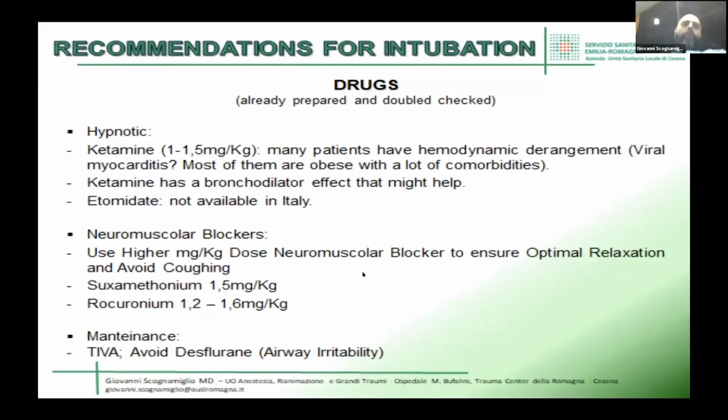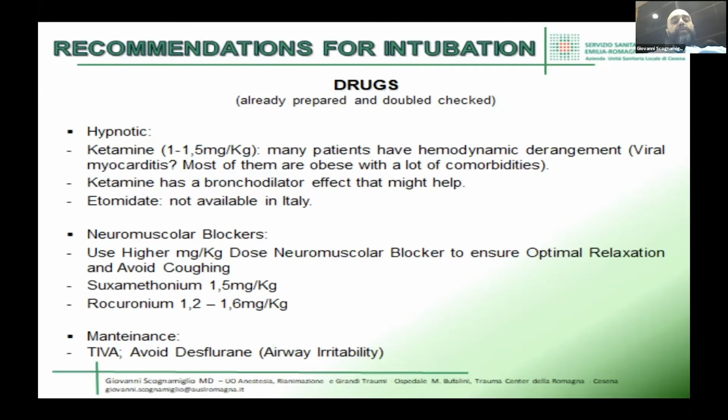Next. Okay, drugs. Emiliano stated earlier that many patients have hemodynamic derangement. We don't know why yet. This might be due to viral myocarditis. So we choose to use ketamine, which has a minor hemodynamic impact. Also consider that many patients have a lot of comorbidities, they are obese, so ketamine can be the right hypnotic drug. As neuromuscular blockers, we use suxamethonium or rocuronium.